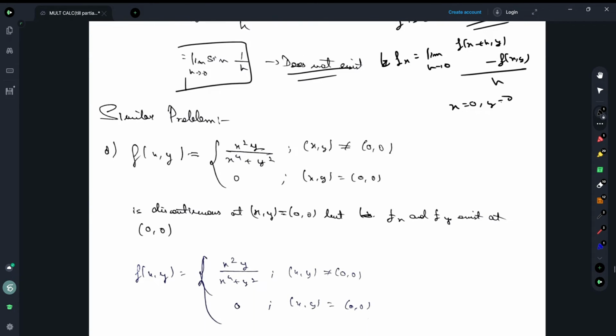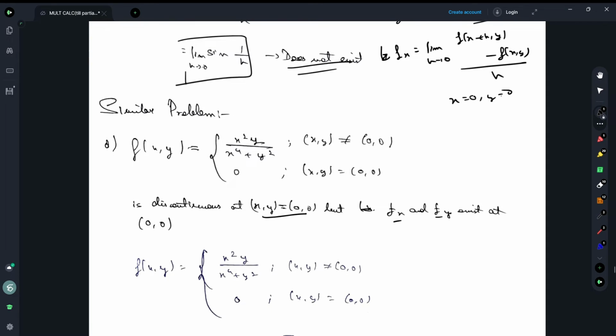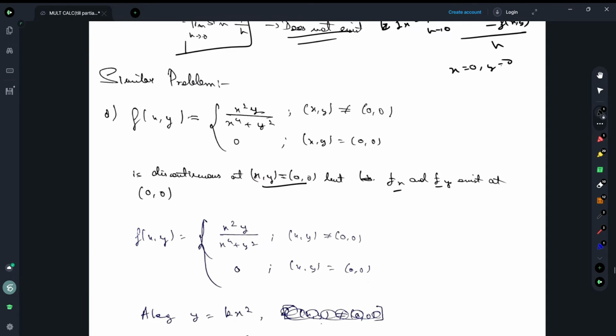Let's check the next problem. You have a function f(x,y) = x²y over (x⁴ + y²), and you are asked to show that this function is discontinuous at (x,y) = (0,0), but fx and fy exist at (0,0). Okay, so let's see. This type of problem we have already done, right?